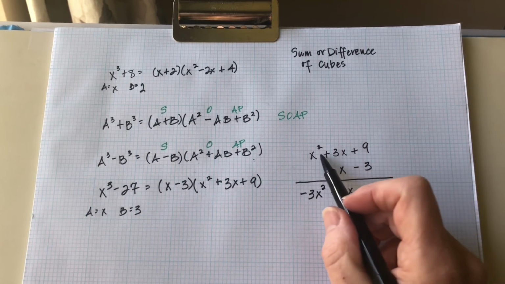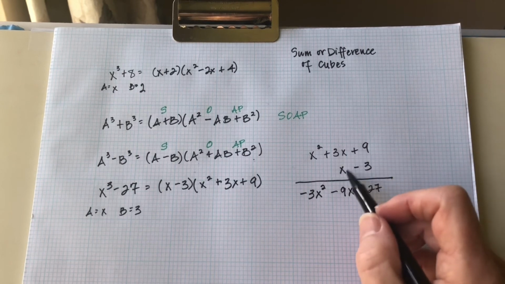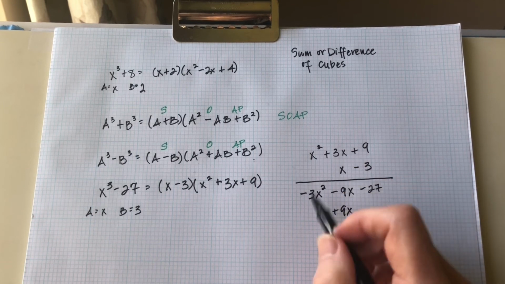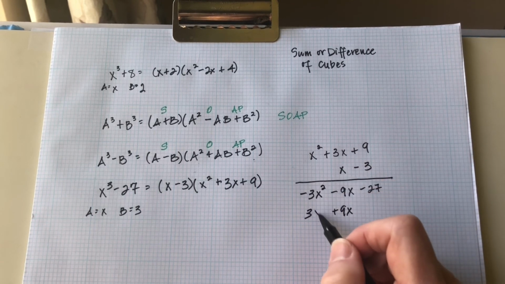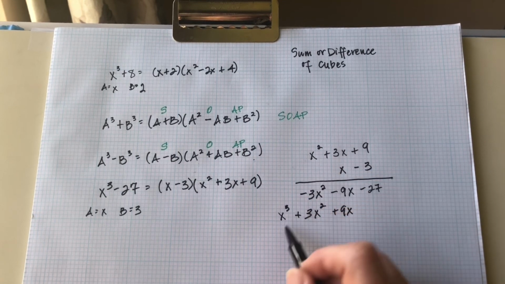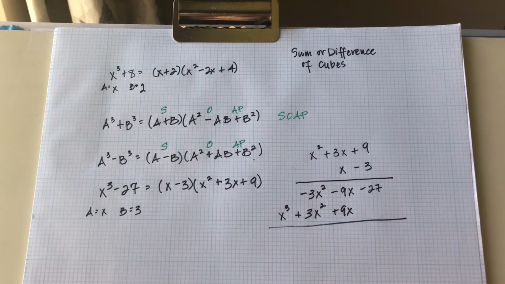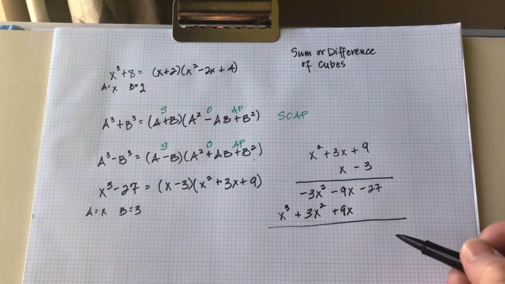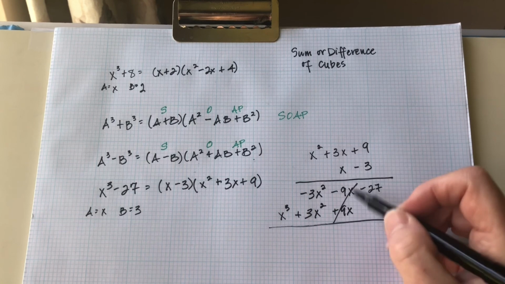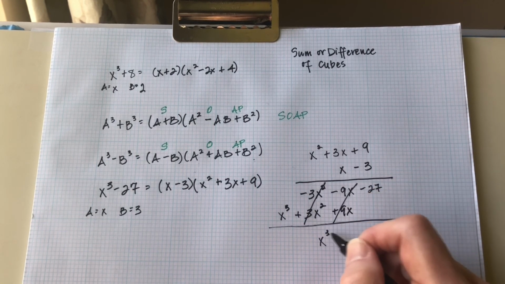Now we'll multiply everything in the top row by the x. 9 times x, notice that's positive, so we have a positive 9x there. 3x times x, that's positive 3x squared. And then x squared times x gives us x cubed. So just like in any other multiplication problem that we do this way, we're going to add now. But before we add, we can notice, hey, this term cancels out with that term, and this term with this term, and that just leaves us with x cubed minus 27.